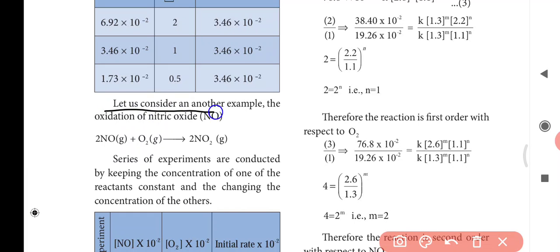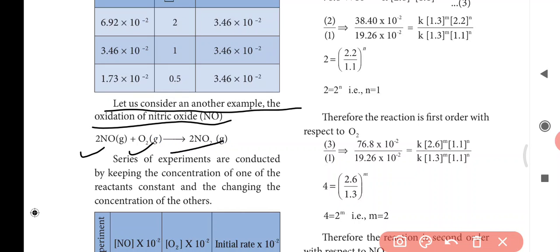Let us consider another example: the oxidation of nitric oxide. This is called nitric oxide, NO. Oxidation means addition of oxygen. When the reaction occurs between nitric oxide and oxygen, it gives the product nitrogen dioxide.